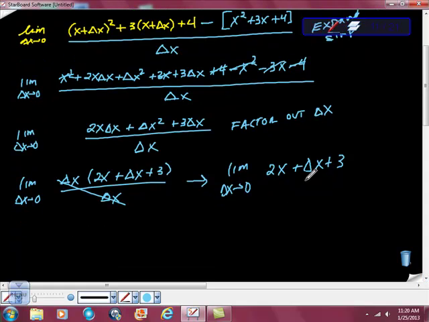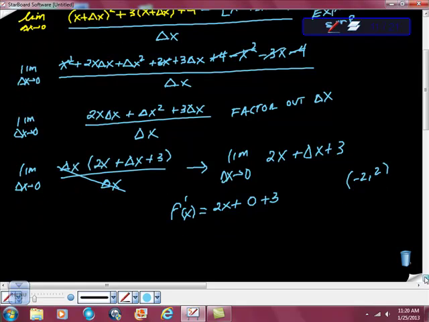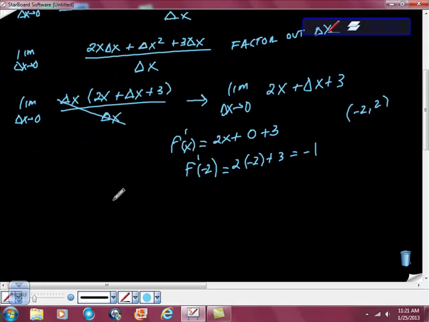Here we're going to go ahead and take that limit. So we're going to say that f prime at x, the first derivative, the slope of our function at a given point, is 2x. Remember we said we're going to let this change of x go to 0, plus 3. And if you remember at the very beginning, they gave us the point, and the point they gave us was negative 2, 2. So let's find the slope. f prime at negative 2 is 2 times negative 2 plus 3, which is equal to negative 1.